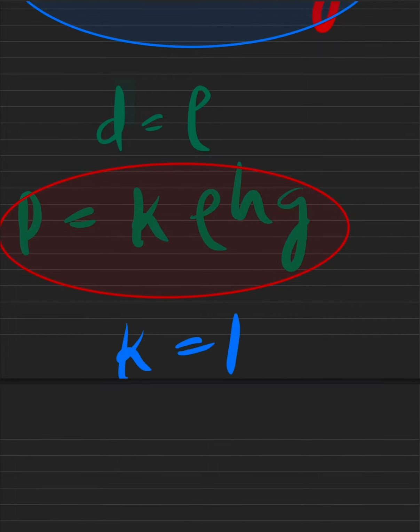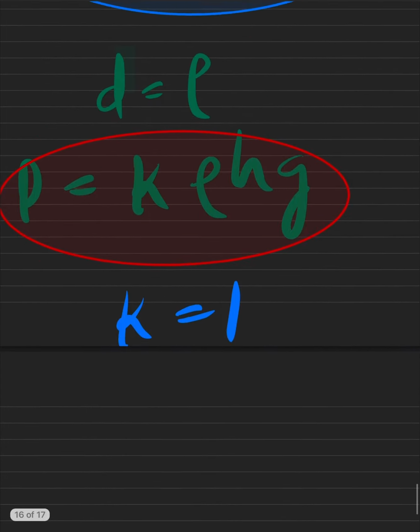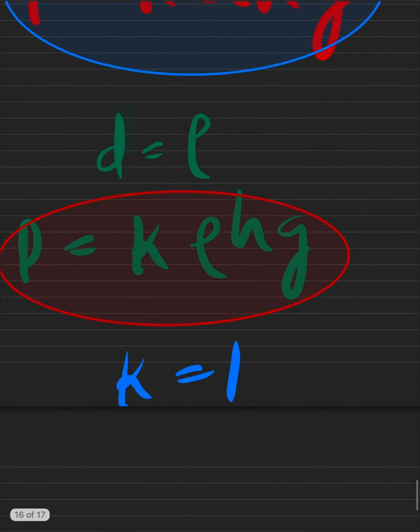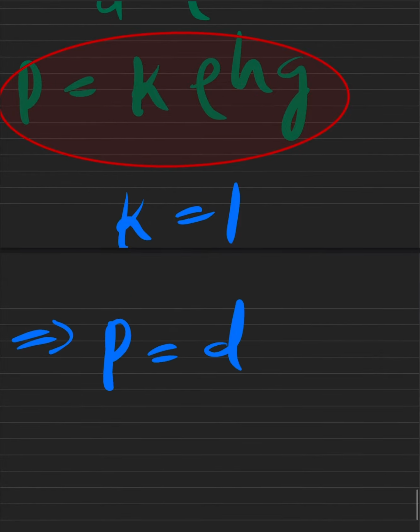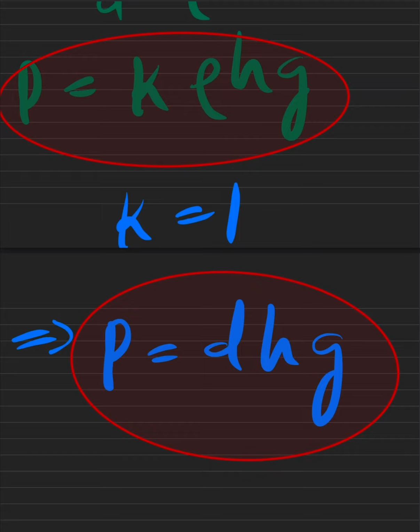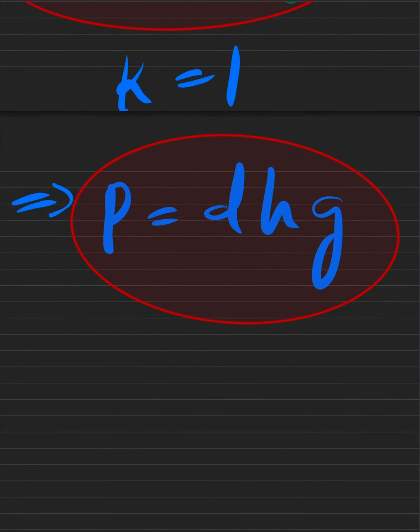K is 1. So if the K is 1, since we are using D, let's continue with our D. The final answer here is going to say that P is equals to D, H, G. That's what the formula is going to look like. So this is going to be our answer for that. You can see now that even without knowing what the formula is, you can prove the formula. And that is how this formula was derived. This is how the formula was dimensionally proved, right?